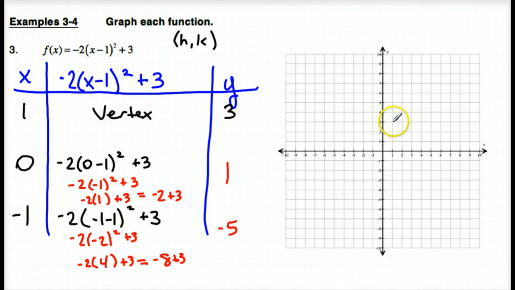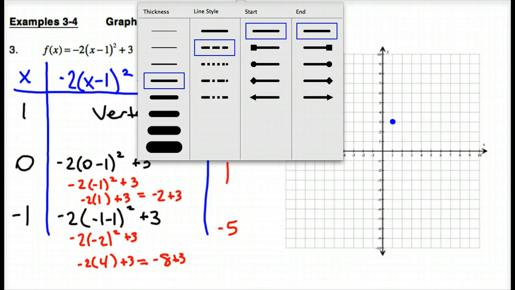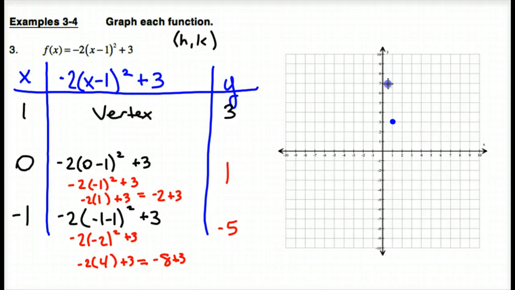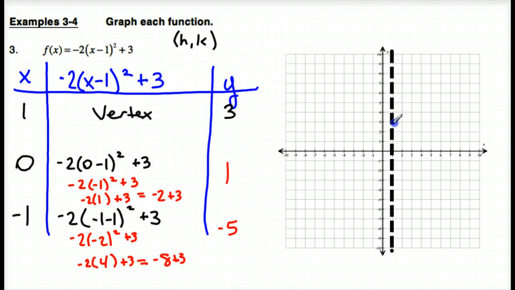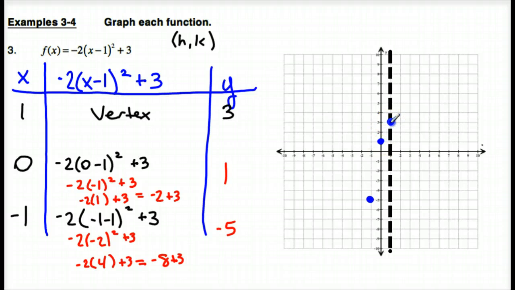So my vertex again is here at 1, 3. Go ahead and we'll draw on the axis of symmetry. And then your remaining points, we have 0, 1, and negative 1, negative 5. Okay, so your graph is going to be opening downward, just like this, and then we'll reflect. Got a point here at 2, 1, and then a point here at 3, negative 5.